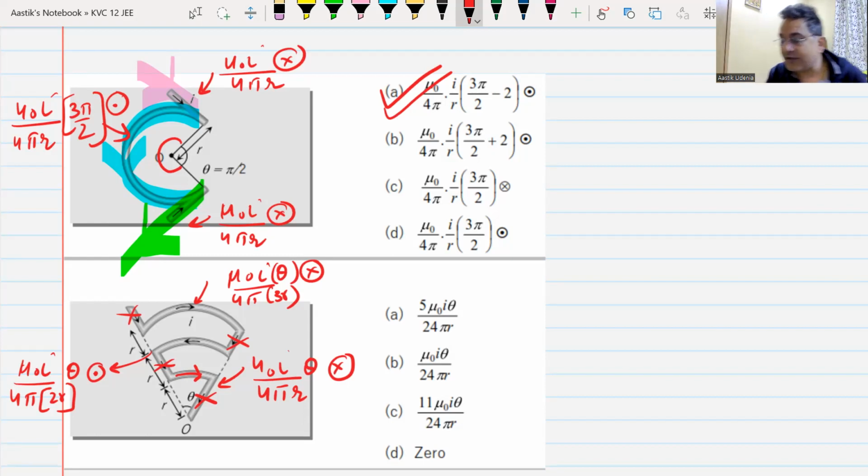Yes or no? Yes, sir. So you will get what? 6 minus 3 plus 2. 6 minus 3 plus 2, so Option A. Yes, option A. That is correct. Option A.